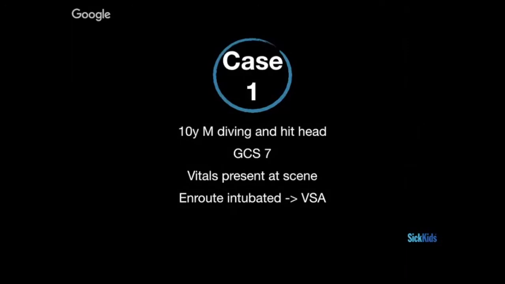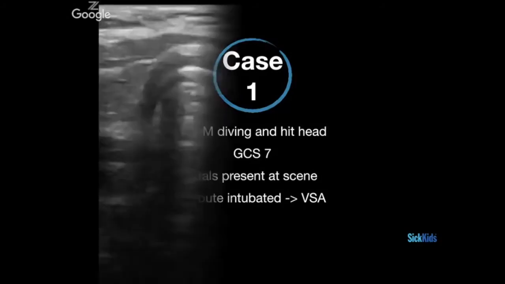So case number 1, a 10-year-old male who was diving and he hit his head. GCS was 7. He had vitals present at the scene. Because of the low GCS, they intubated him, and then he went to VSA. So doing chest compressions when they come into your emerge. And so this is what you see when he was intubated. You put the high frequency linear transducer at his sternal notch. And what do you guys see in this video?